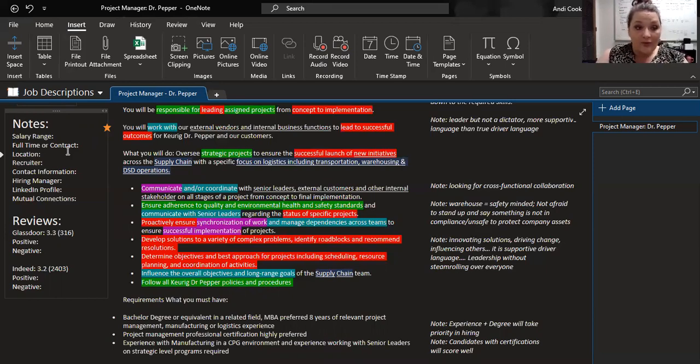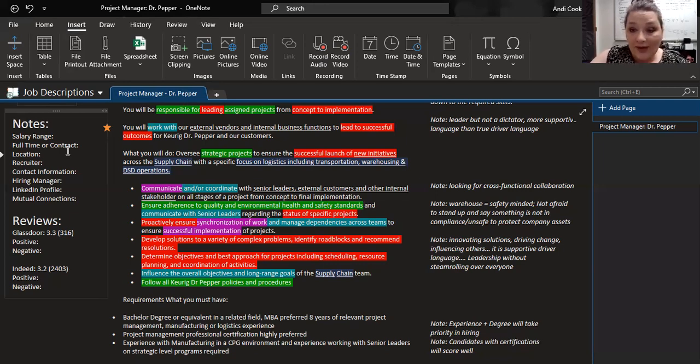I do make note of reviews. I do not make my decisions based on how somebody is ranked on Glassdoor, but I do like to notate that, digging deeper into that job description to see if it is a good fit for me and what other people say about the company culture. Okay, so just wanted to share that with you. The 3.3 is the average. 316 different reviews made that up. On Indeed, there's 2,403 reviews, and then 3.2 is the average.